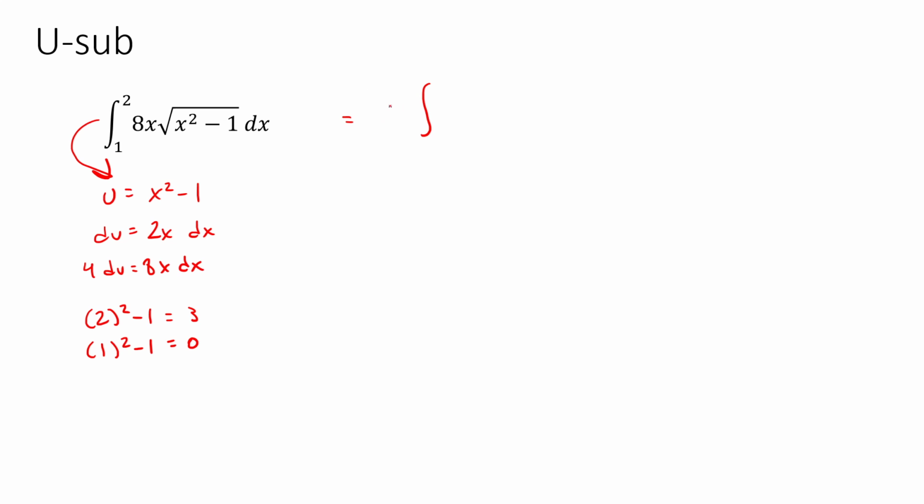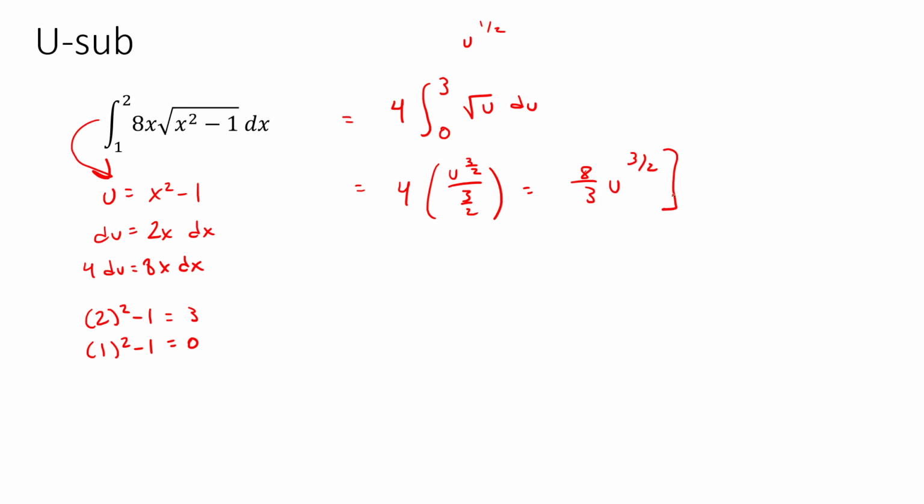I'm going to pull out the 4. I'm going to use my new bounds. And then it is simply the square root of u du, which again, think of that as u to the 1/2. Leave the 4 in front. U to the 3/2 over 3/2. Okay, which is going to be 8 thirds u to the 3/2, and then you're going to plug in your bounds. You don't need a plus c here because you're doing a definite integral.